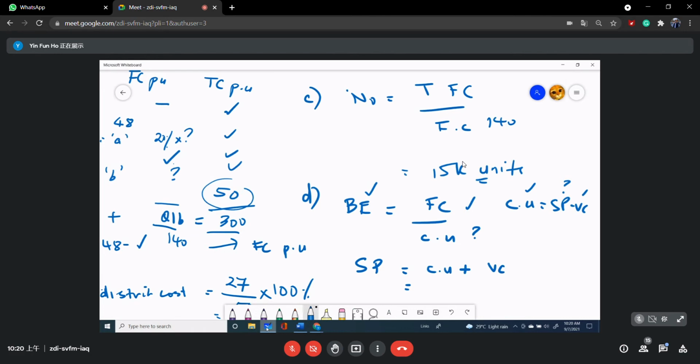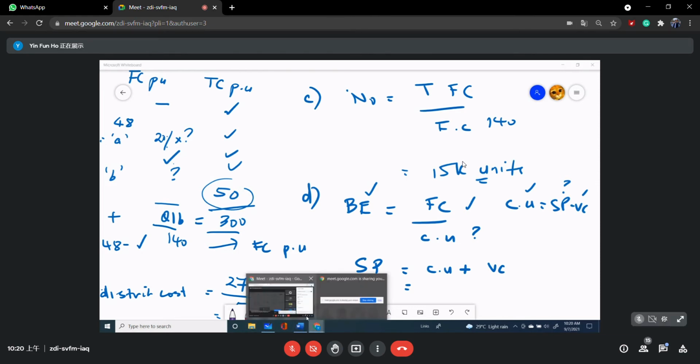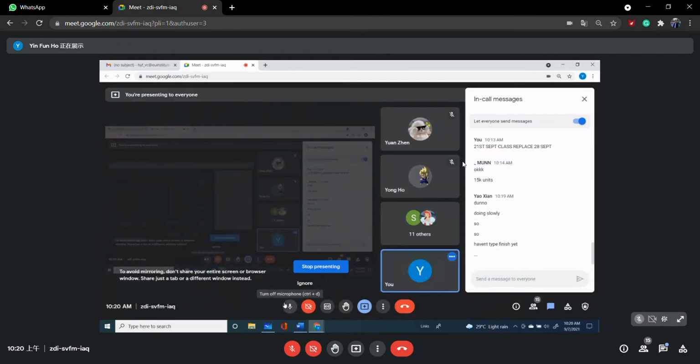You got 2 ticks, right? You tell me you cannot find the question mark in the first equation. Tell me, can or cannot? Give me your answer, contribution per unit. What's this? Haven't typed finish yet. Doing slowly.